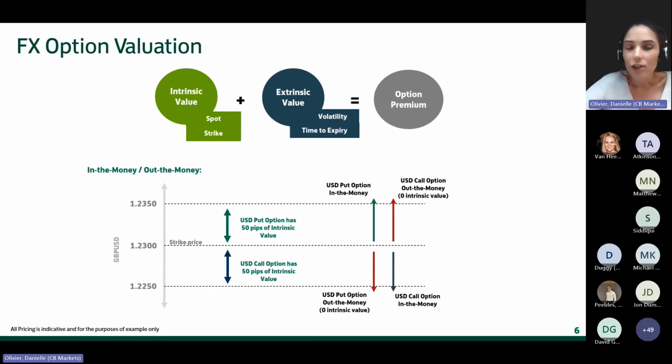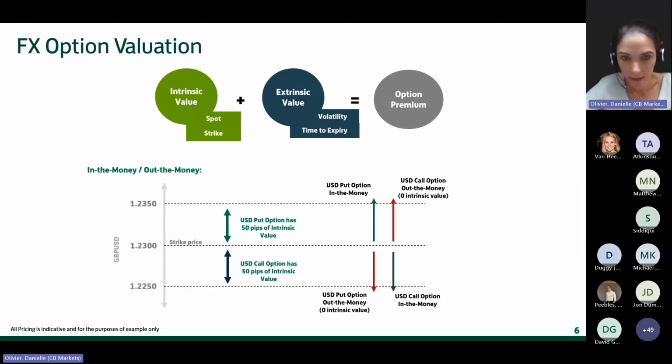Right, we then have the terms in the money and out the money, which we use specifically when we are referring to intrinsic value. So an option is in the money if it has intrinsic value, and it is out the money if it has no intrinsic value.